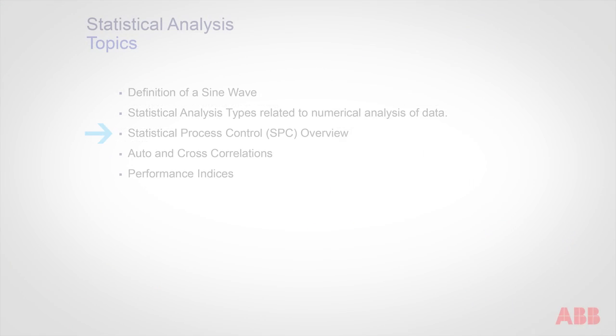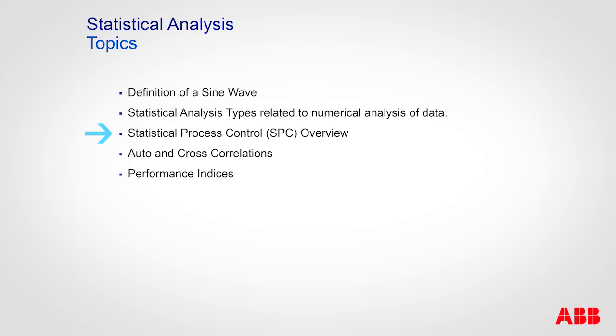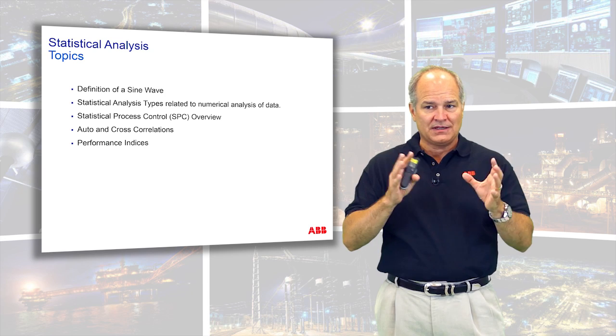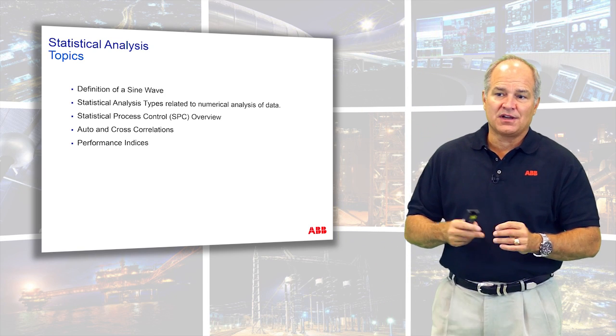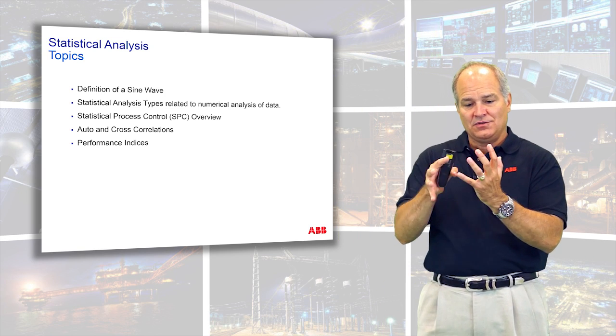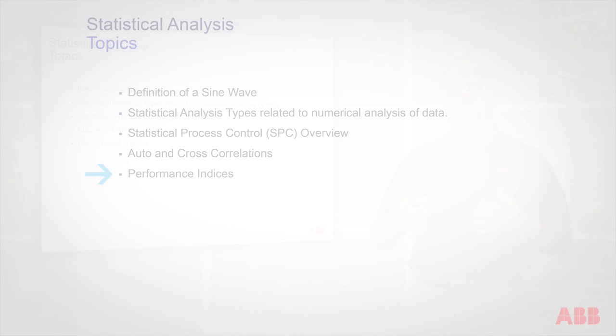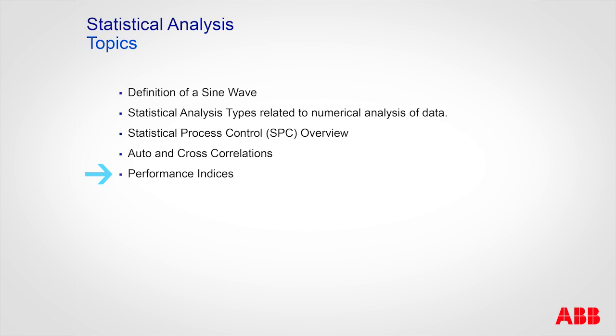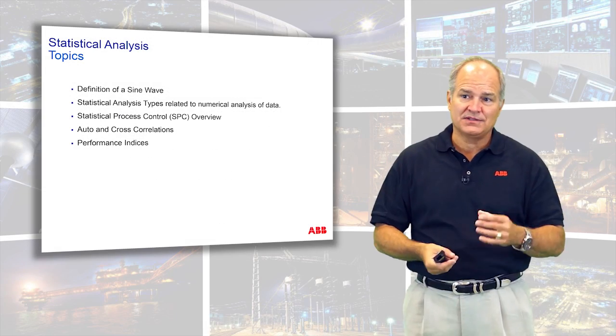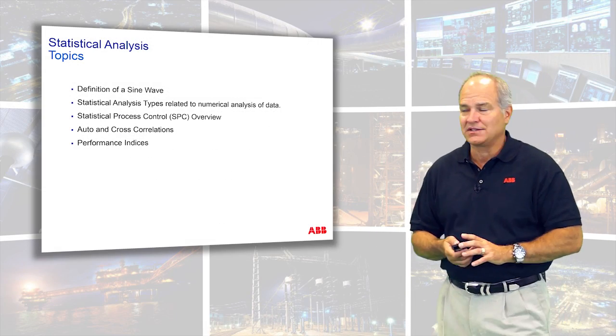Then we'll go through statistical process control. That's not as popular as it was years ago, but we'll go through it because it fits in this space. And then there's auto and cross correlation, which has to do with how well the signal looks compared to itself at different time periods. And then performance indices, which are different ways to measure performance. So those are the way we're going to break this particular discussion down.